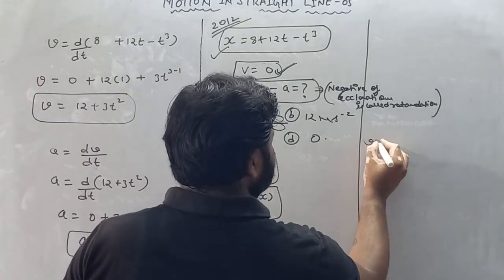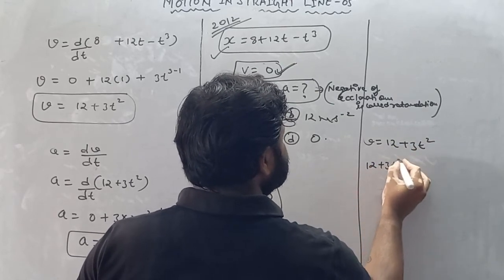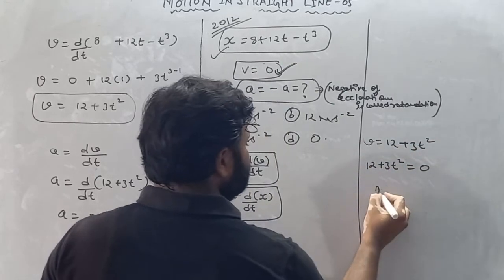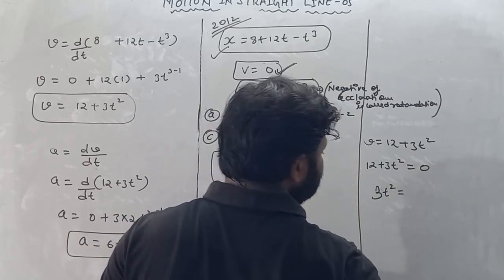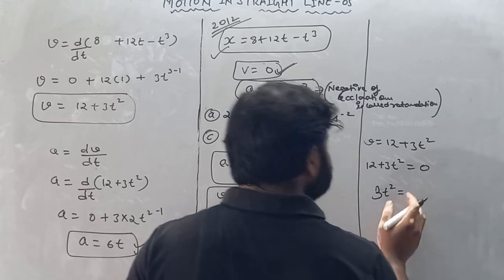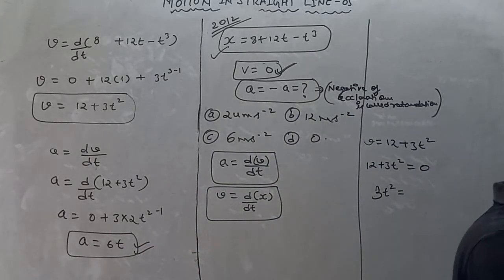So the value of velocity is 12 minus 3t square. So 12 minus 3t square is equal to 0. So 3t square is equal to, my dear student, nothing but 12. So find the value of t. Try to find the value of t.